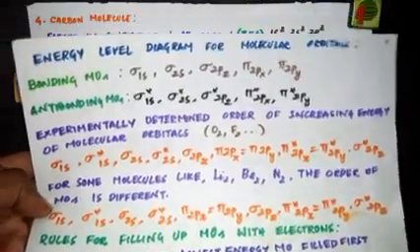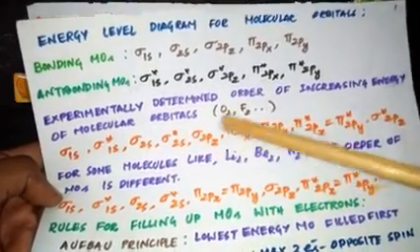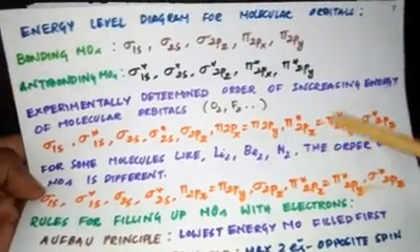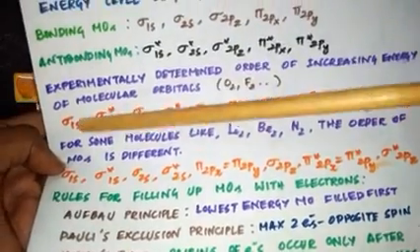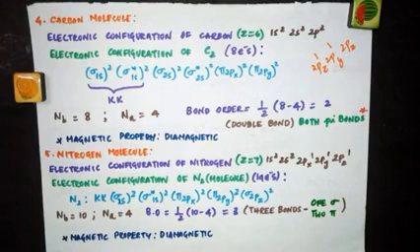But in the carbon molecule, we have only 12 electrons. So 2, 4, 6, 8, 10, 12. We are stopping with this. This will be empty because we have only 12 electrons and those 12 electrons are filled till here. So now how to calculate bond order?